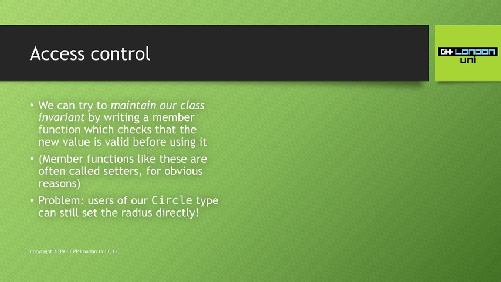The solution, in C++, as it is in many other languages you might be familiar with, Java and C#, for example, is that we can optionally declare members of our structs to be private, so that no one else can access them, no one else can change them under our feet.